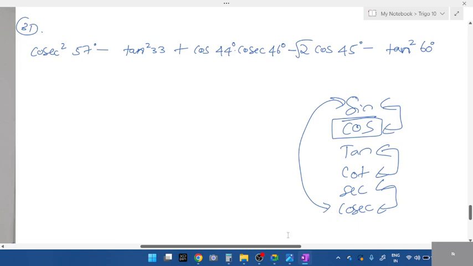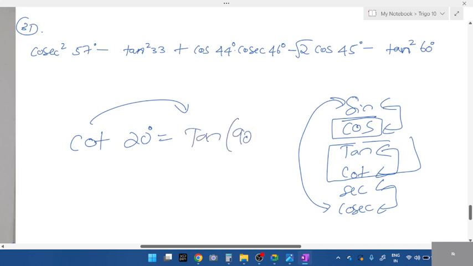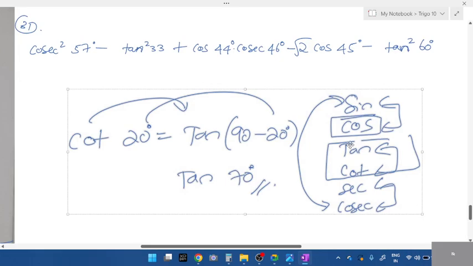You can take any value, students. Let me take cot 20 degrees. What is cot 20? What is the complementary for cot? Tan. Tan of 90 minus 20, keep tan as it is. What is 90 minus 20? 70 degrees. Is this clear? Have all of you understood?